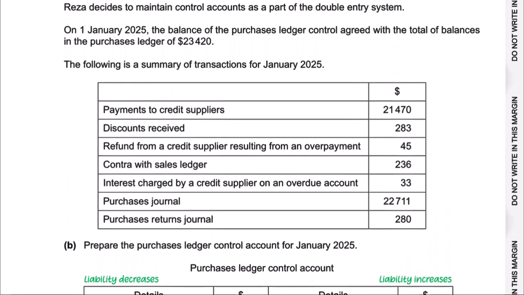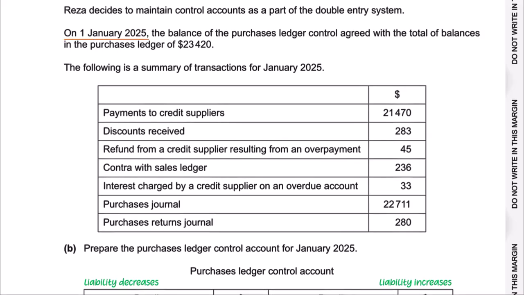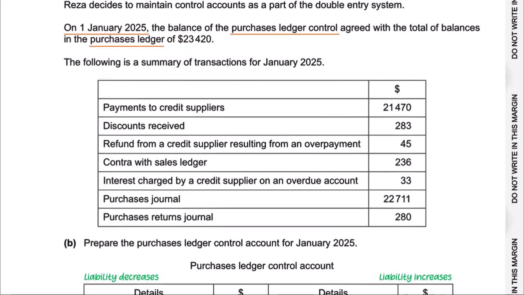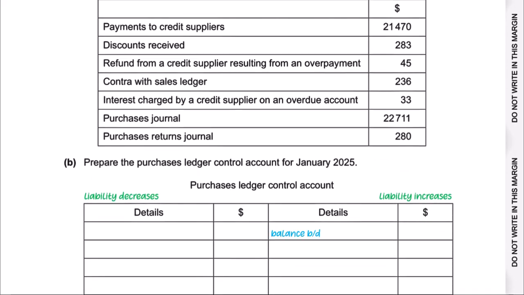Since 1 January 2025 is the opening date, and on this opening date the purchases ledger control account and the purchases ledger balances agree, this amount of 23,420 will be written as the opening balance on the credit side of the purchases ledger control account. Is that correct? Then the amount of payments to credit suppliers causes a decrease in the business liability, which is why it is written on the debit side of this control account. Since this amount comes from the cash book, we write bank here and write down its amount.